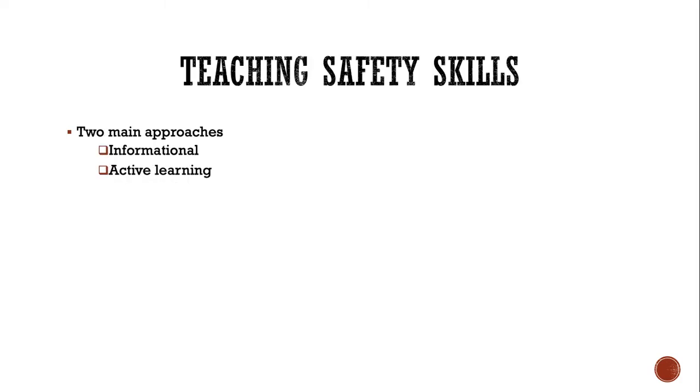Okay, so now we know how to teach these safety skills. We have research on safety skills. So now we have the 2 main approaches, and those are informational and active learning.